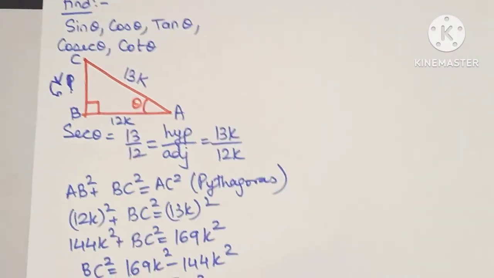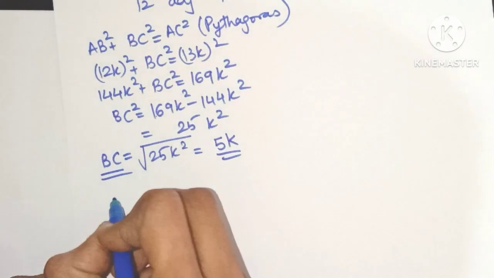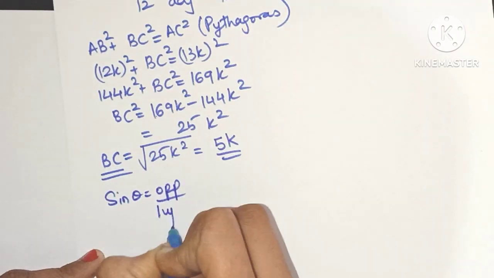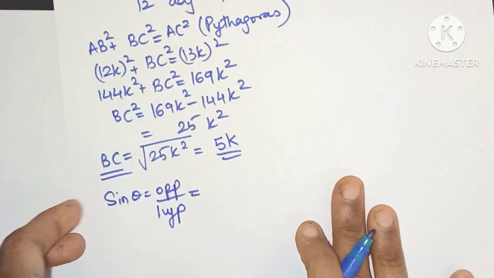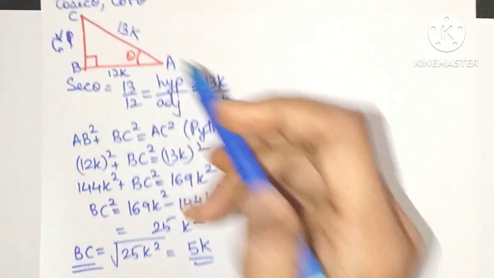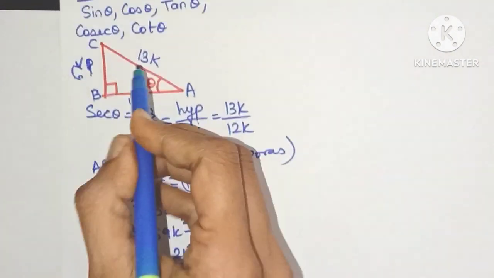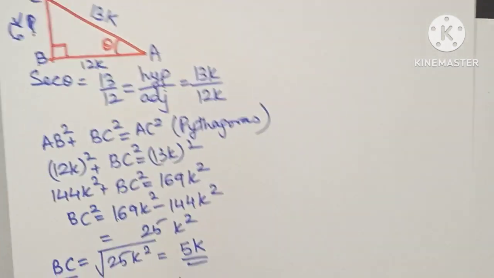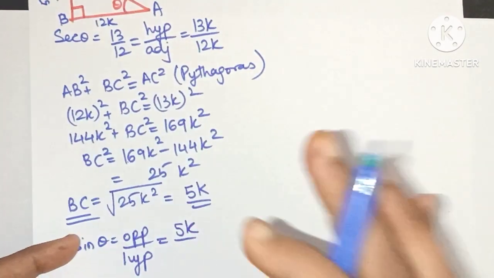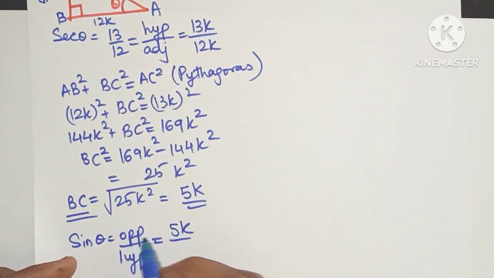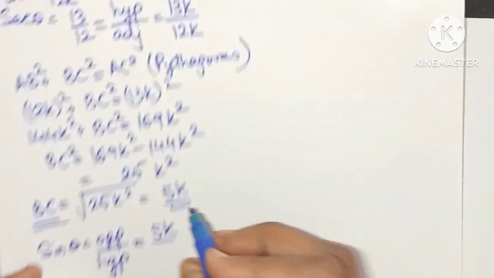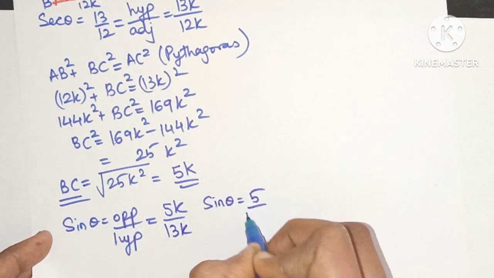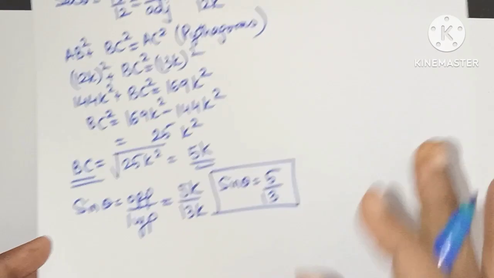So let's easily find all the ratios. What is sin theta? Opposite side upon hypotenuse. Here for theta, the opposite side is 5k. When writing down, friends, what is the opposite side? What is the adjacent side? Be very careful. Don't mix up the values. So opposite side is 5k, hypotenuse is 13k. So sin theta is 5 by 13. See, we have easily got it.